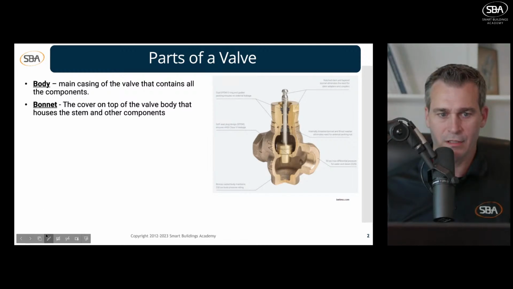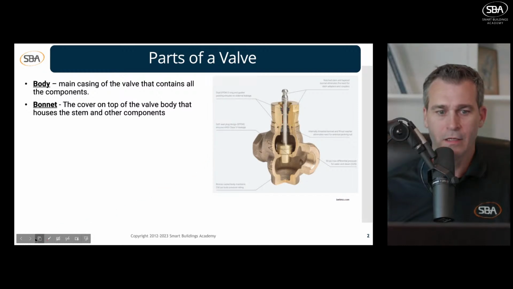I don't know if you can see. I'm going to get my laser pointer here so we can see it better. Up here is going to be called the bonnet. This terminology is important to understand. This is the cover on top of the valve body that houses the stem and other components like the disc and the seal and all those other components as well. And that's going to be called the bonnet.